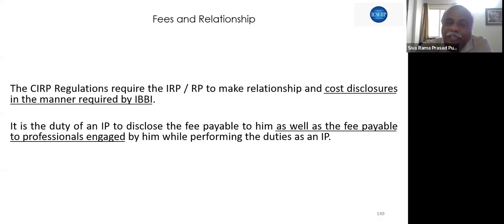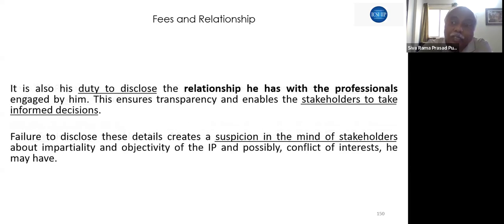The CIRP regulation requires the IRP or RP to make relationship and cost disclosures in the manner required by IBBI. It is a duty of the IP to disclose the fees payable to him as well as the fees payable to the professionals engaged by him while performing the duties of IP. It is also his duty to disclose the relationship he has with the professionals engaged by him. This ensures transparency and enables the stakeholders to take informed decisions. Failure to disclose these details creates suspicion in the minds of the stakeholders about the impartiality and objectivity of the IP, and the possibility of conflict of interest.